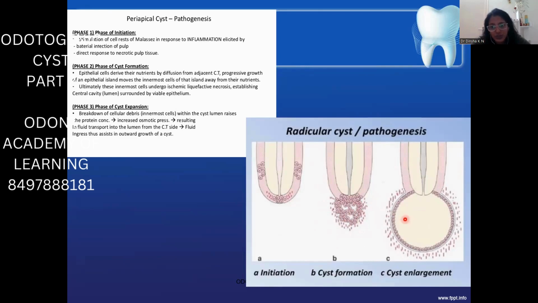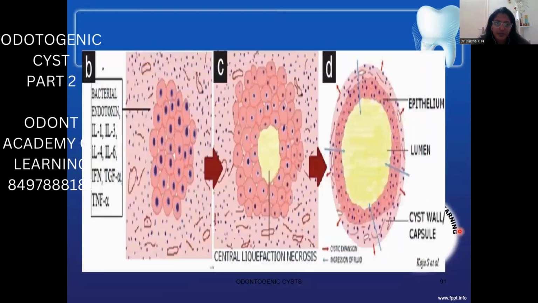And in the cyst enlargement, you can see there is a large cavity formed in the center, and you can see an epithelial lining, and next to that you have the capsule or the wall of the cyst, and it expands. This is a similar picture which again shows the same features: proliferated cells, with the center ones undergoing necrosis, resulting in the formation of a cyst.